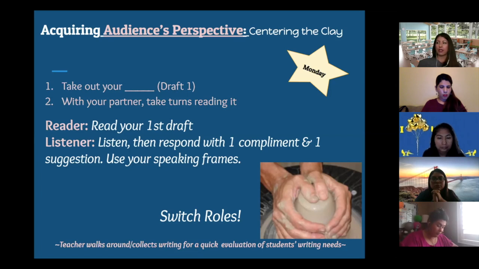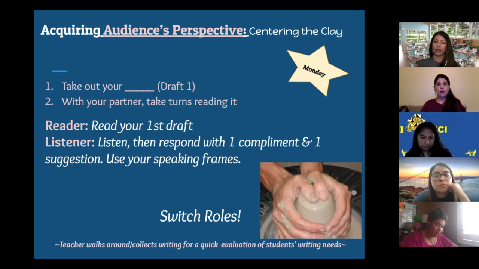And then there are some speaking frames that they can use that we also have included on the one-pager resource list that I mentioned. I'll share with you. And then they switch roles. Okay, so this gives them a chance to listen to their own writing out loud because they're reading it to their partner. And then it gives their partner some practice in their listening skills because they know they have to listen for a compliment and for something that they want to share they could improve.